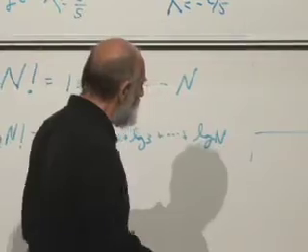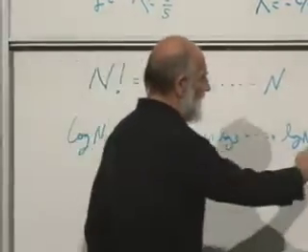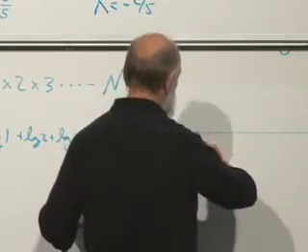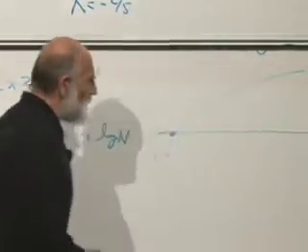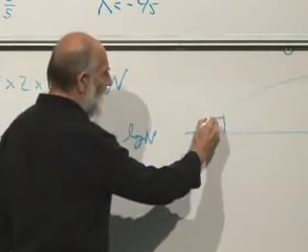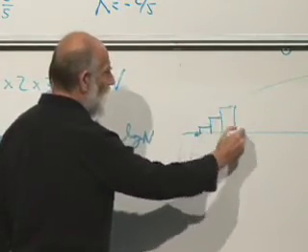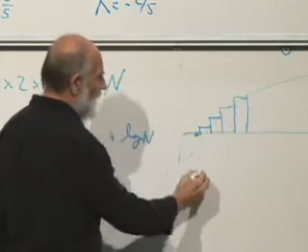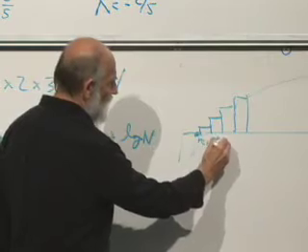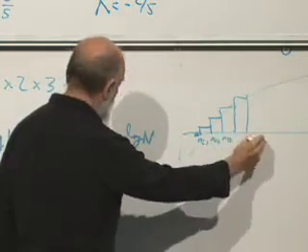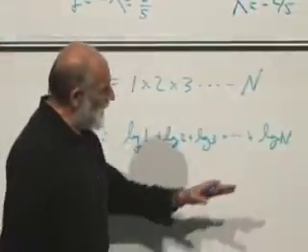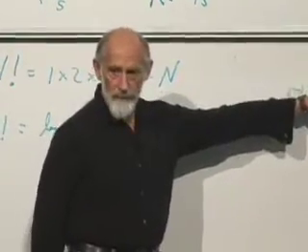Now, what does the logarithm function look like? It looks like it's 0 at n equals 1, and it looks something like this. And basically what we're doing is we're adding up the areas at n equals 1, n equals 2, n equals 3, dot, dot, dot. We're adding up the areas under this logarithm curve here.